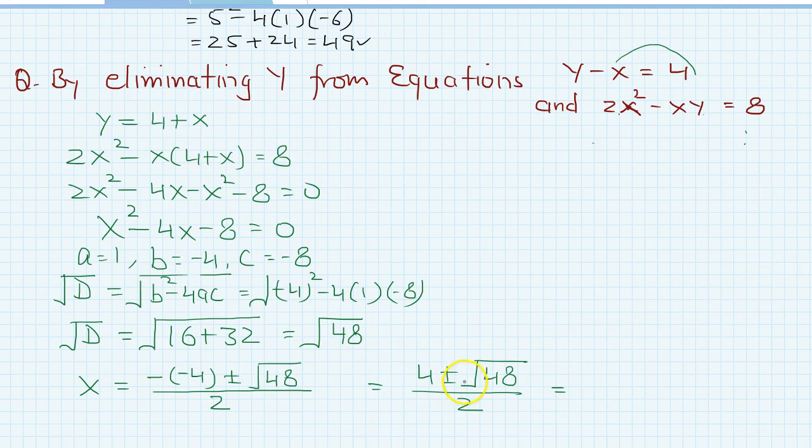So root 48 is 16 times 3, that is 4 root 3, over 2. So that is 2 plus minus 2 root 3. So that is the value of x.